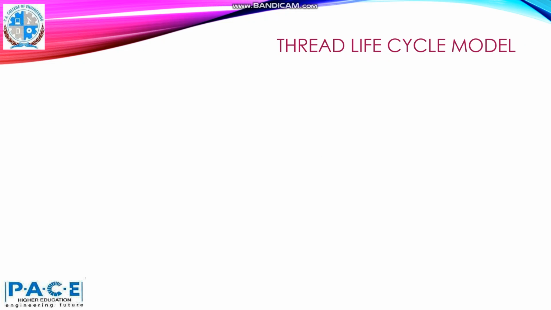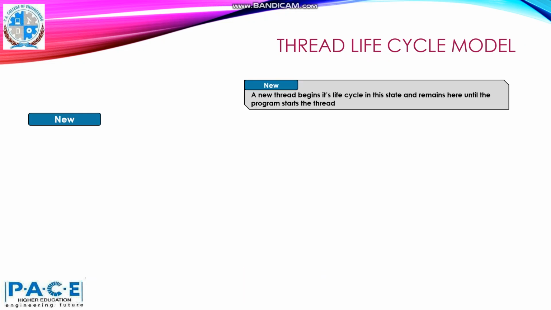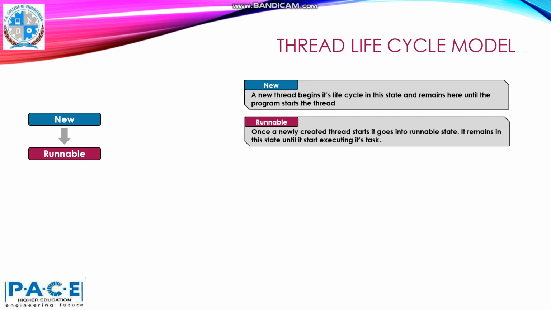Now we'll see a thread's life cycle model. When a thread is created, it goes into the new state. A new thread begins its life cycle in this state and remains here until the program starts the thread. When the program starts the thread, it goes into the runnable state. So once a newly created thread starts, it goes into the runnable state, and it remains in this state until it actually starts executing its task, that is, when it executes the run method.